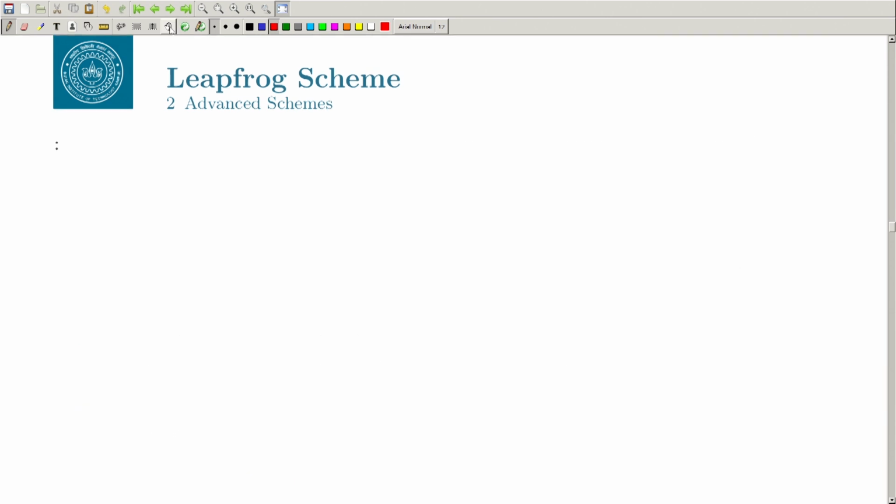Now, let us look at the stability of this scheme. Okay. So, the scheme I have is u_i^(n+1) is equal to u_i^(n-1) minus lambda by 2 times u_(i+1)^n minus u_(i-1)^n. Okay. Use our Fourier analysis. So, I will cancel out e to the power i phi on both the sides.